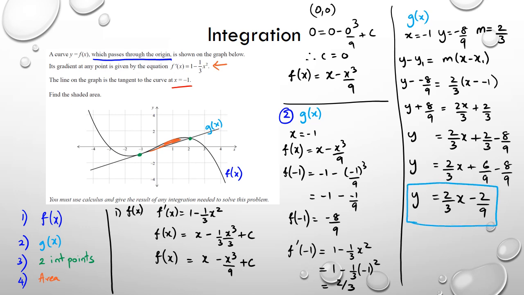Okay, so now I need to put g of x equal to f of x, which is here. When I put those two equal to each other, I should get my two intersection points, which are those two green points that you see there. Like I said, I'm running out of space, so I've got to go to the next slide, so just bear with me in this one, all right?